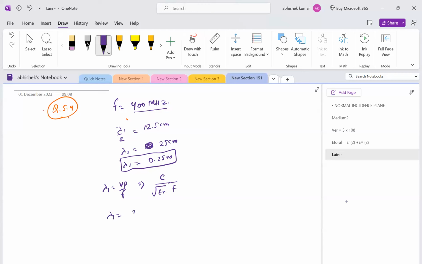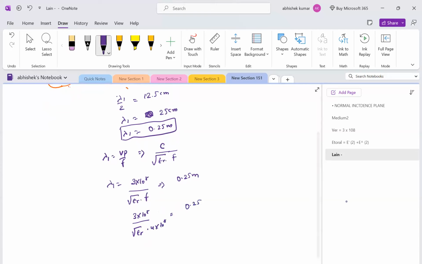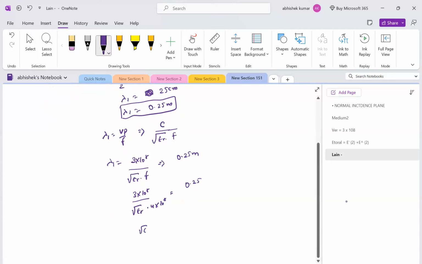So then you can find the relative permittivity as well, right? We can find the relative permittivity from that. Lambda is equal to 0.25 meter. And frequency is what? 400 megahertz. You can find the relative permittivity then: 3 by 4 into 0.25, that is 3. Then your relative permittivity will be nothing but 9.